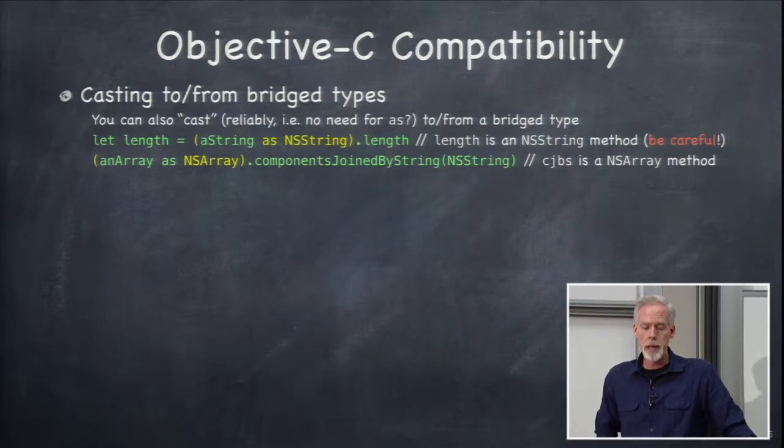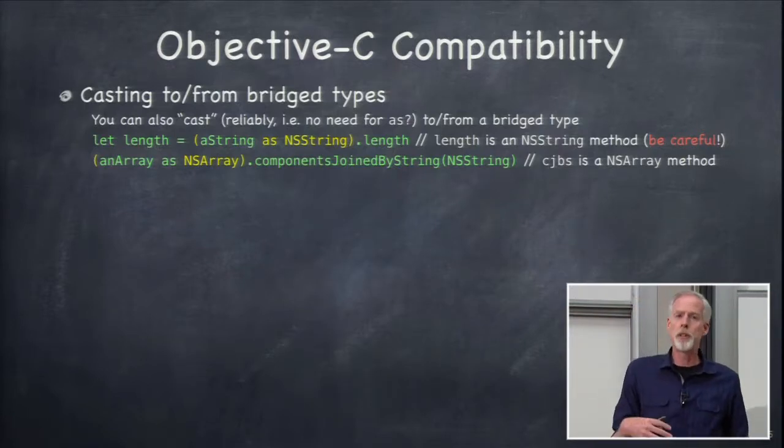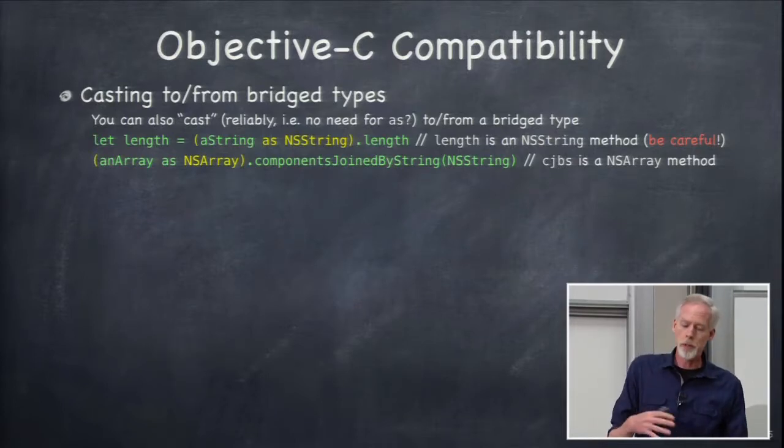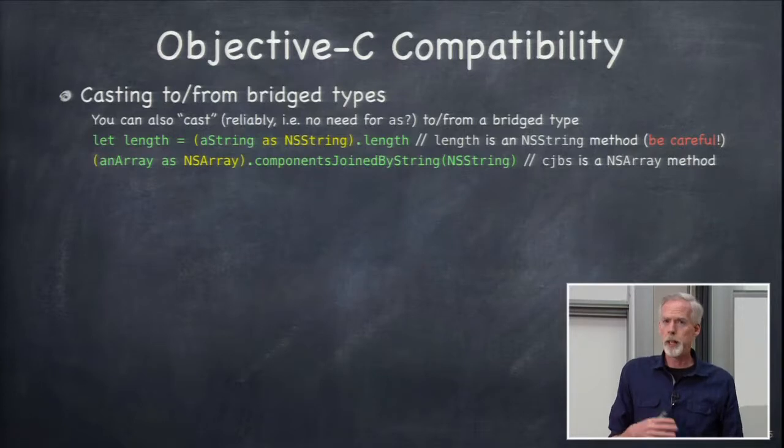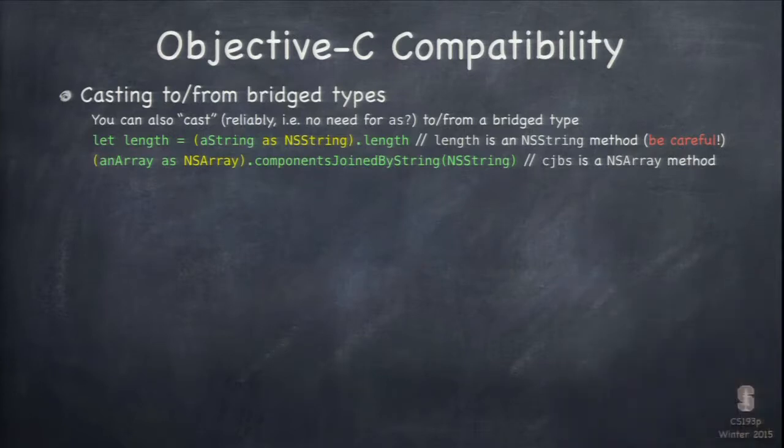Okay, so you can look at the documentation for NSString and NSArray, but pretty much all the things you can do there, or most of them anyway, are available in the Swift versions. But again, if you're passing them back and forth, it's all automagic, so to speak.